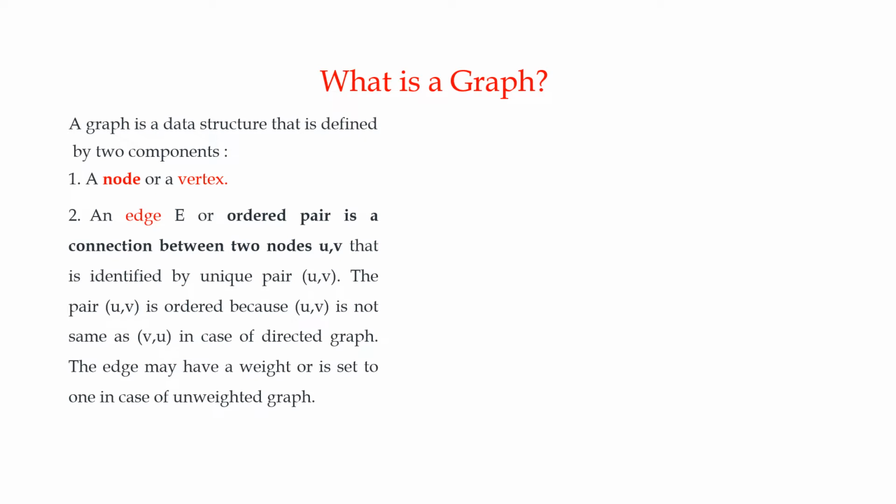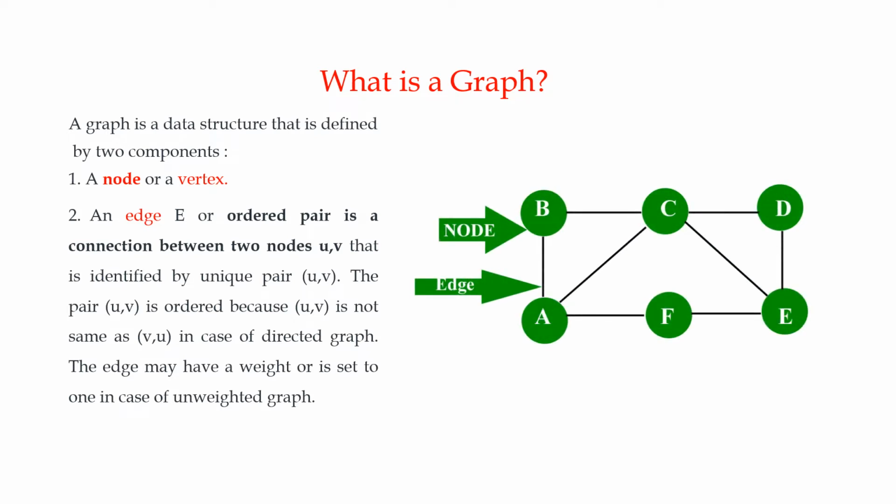The pair UV is said to be ordered because UV is not the same as VU in case of a directed graph. The edge may have a weight, or is set to 1 in case of an unweighted graph. The diagrammatic representation is shown in the figure. Here the alphabets A, B, C, D, E, F are the vertices and the lines joining the alphabets are edges.